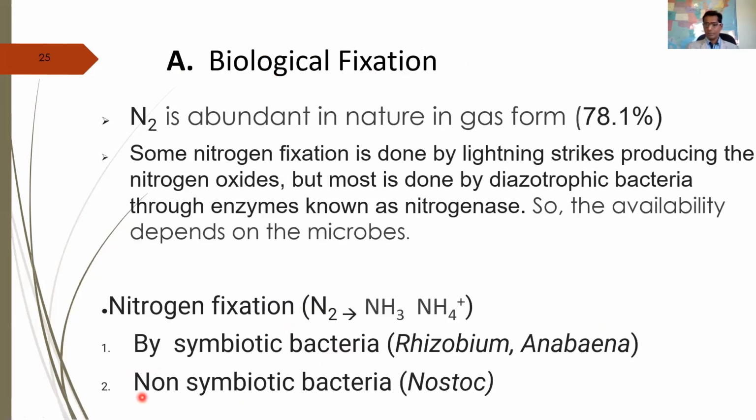To be more specific, we're going to see this process step by step. Firstly, we see biological fixation. Nitrogen gas is abundant in nature, about 78% of the atmosphere. It can be fixed by certain bacteria. No other organisms can fix nitrogen to become available for plants.